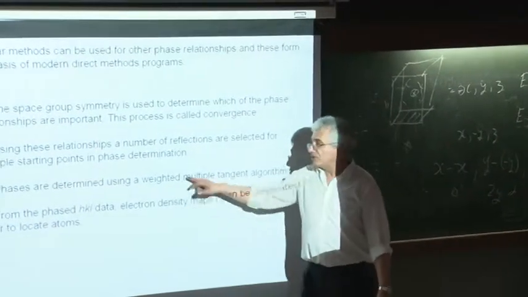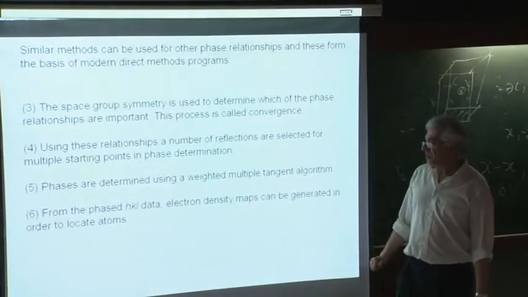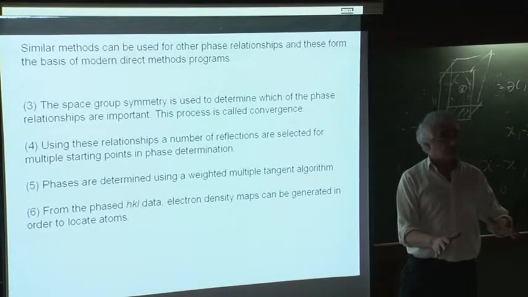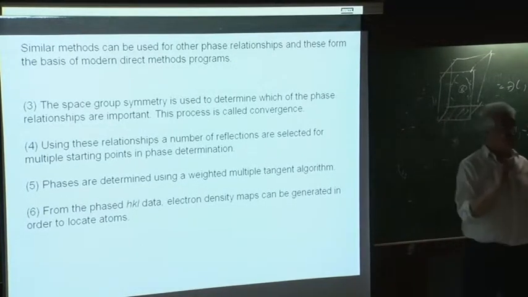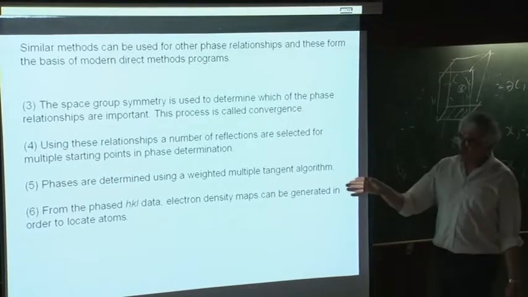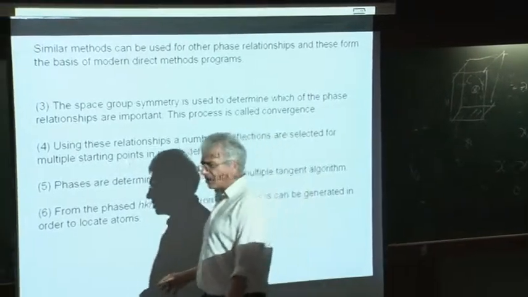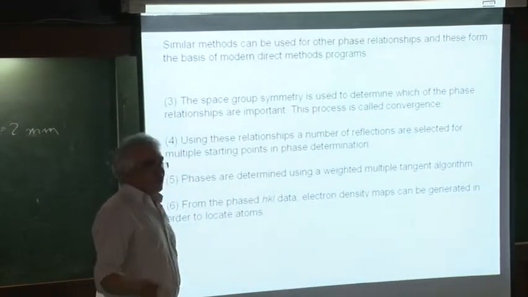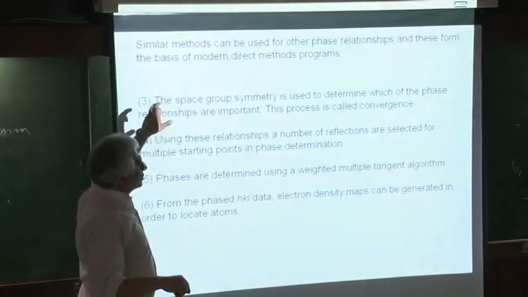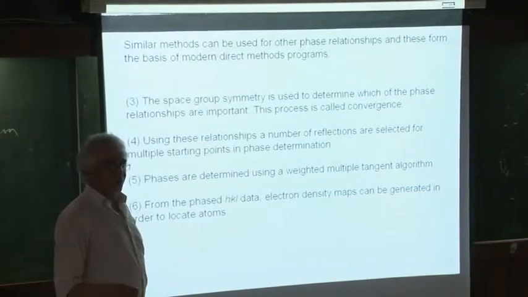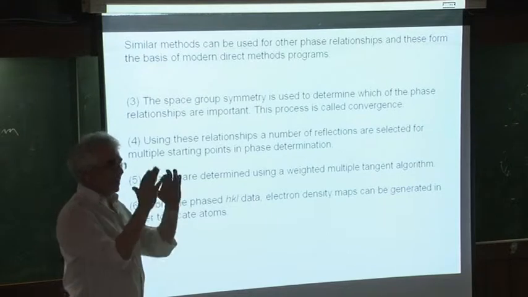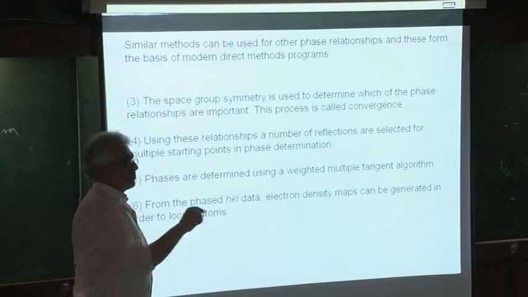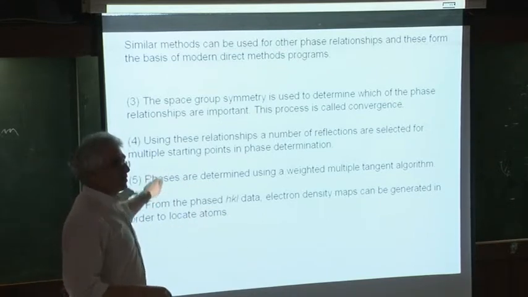From the phase data, we can generate electron density maps and locate atoms in the crystal structure. That's how direct methods work, and it's very, very powerful. It will work in the majority of cases, provided your data quality is good. Of course, you don't have to understand all of this, but it's quite useful for you to understand what's going on in the black box in SHELXS when you press that button to do direct methods. That's what's happening.